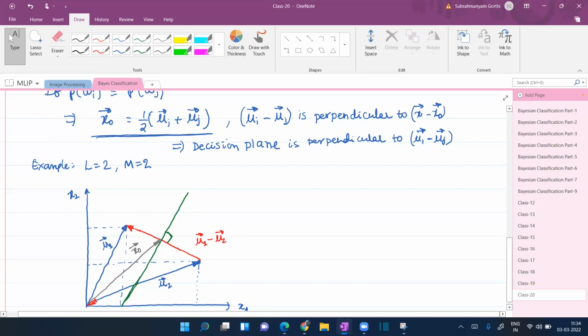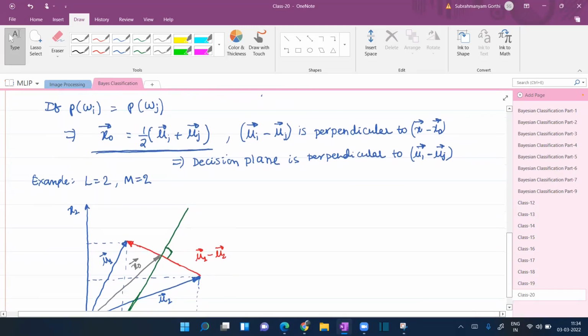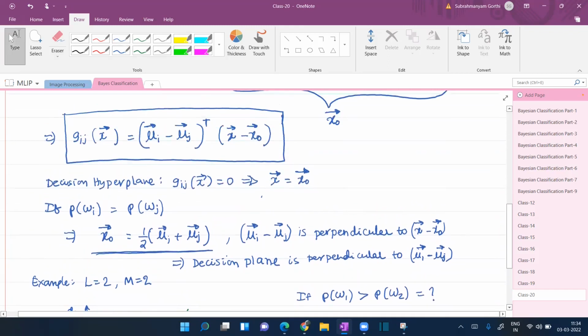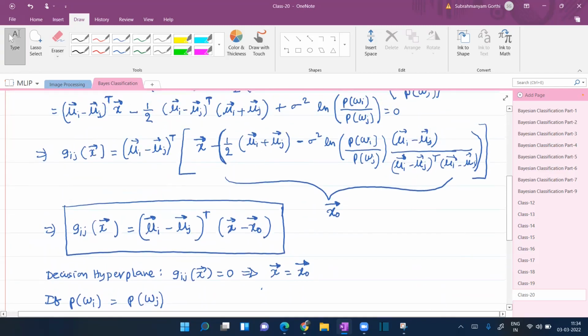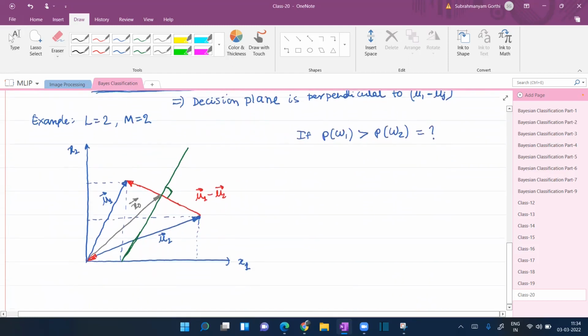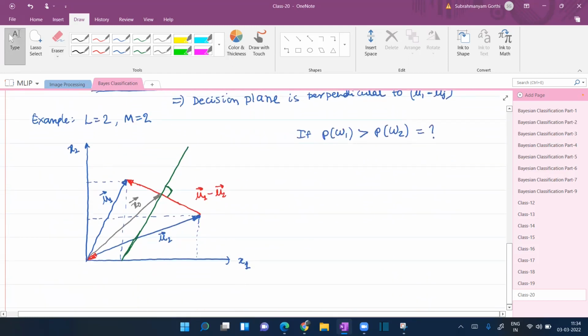Okay. I will move to the next case where, suppose the probability of omega 1 is greater than the probability of omega 2, then what is going to happen? How do we know that? Come back here. Probability of omega i, or I could write i or j, or 1, 2, it's up to you. Then you are subtracting it from half of mu i bar plus mu j bar, which means it will be moving to the left of it.